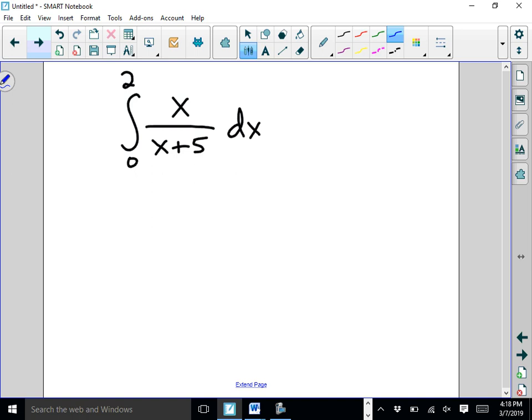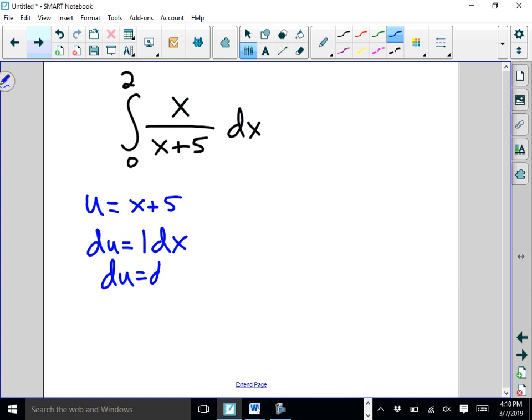Okay? So watch what I do here. This is a little tricky. If you're going for a 5, you need to know this method. There's a pretty good chance this won't be on the test, a problem like this, but it could be on the test. So we want to be ready for it. So watch this. I'm going to let u equal x plus 5. Du then equals 1 dx. Or I'll just write du equals dx.